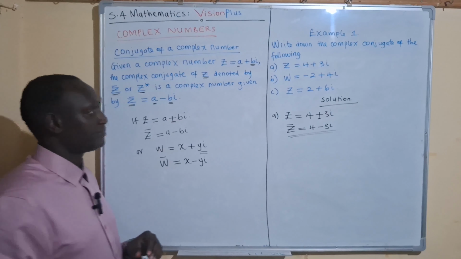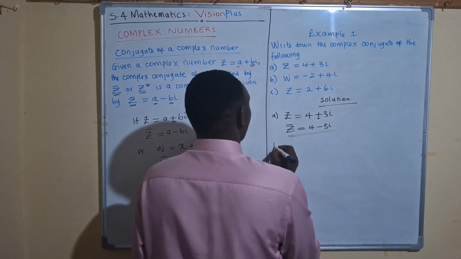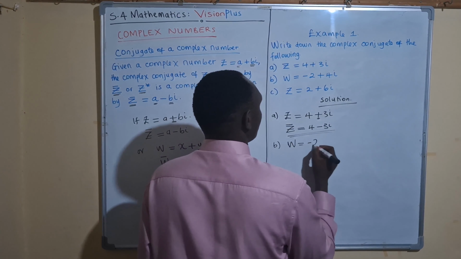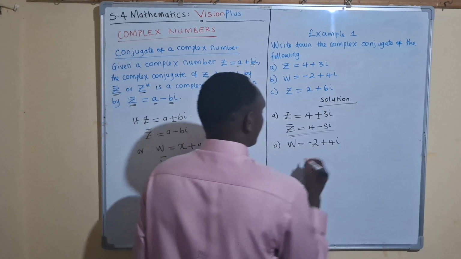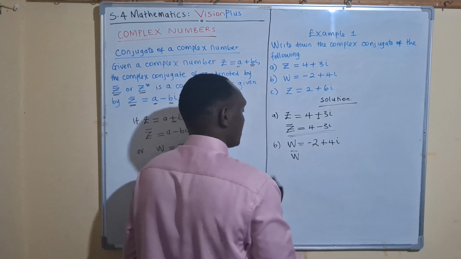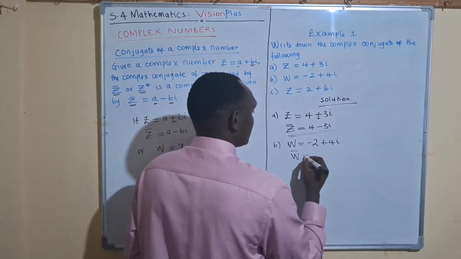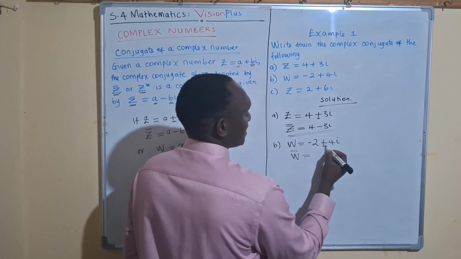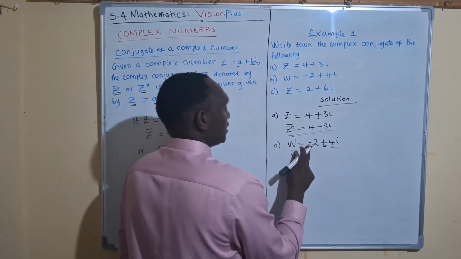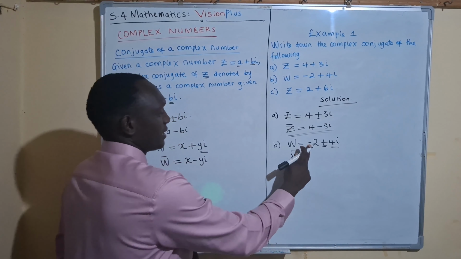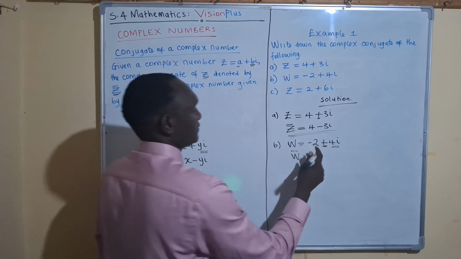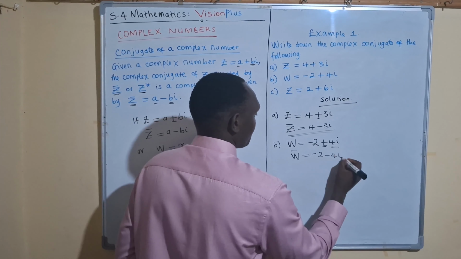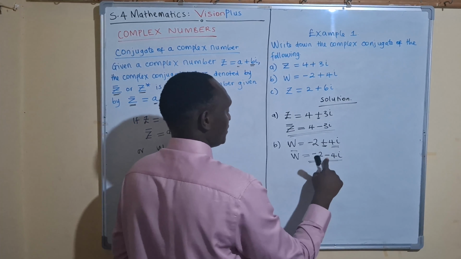Going to part B, which is w equals negative 2 plus 4i. Still the conjugate of w, which becomes w bar, is going to be, we're just going to change the sign which is on the imaginary part. It doesn't matter the sign which is on the real part, whether it is positive or negative. So this becomes negative 2 minus 4i. You have changed it from positive to negative.